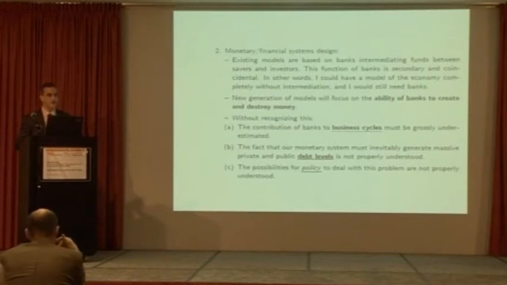There are now DSGE models of banks. They started in 2007, 2008, but they're all based on the highly misleading notion that the main function of banks is intermediating funds between savers and investors. I argue that this is secondary, that it is coincidental, and I could build you a model of the economy completely without any intermediation, and I would still need banks, namely in order to create the money supply.